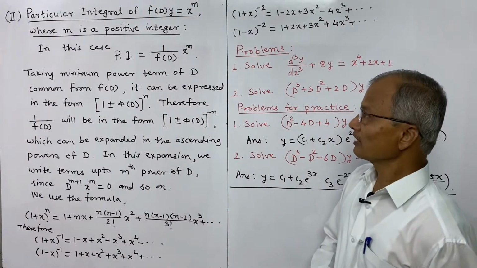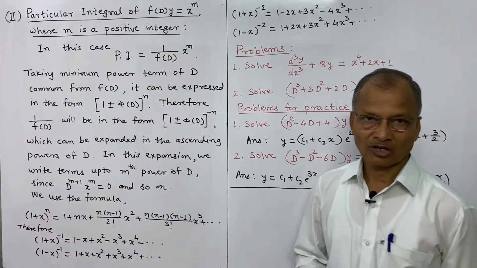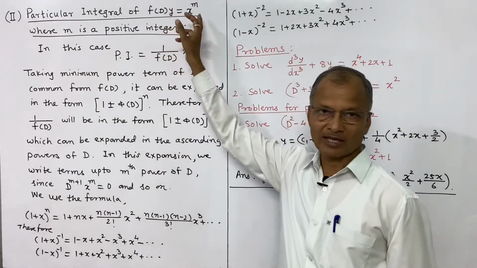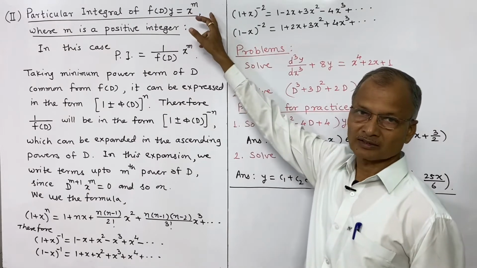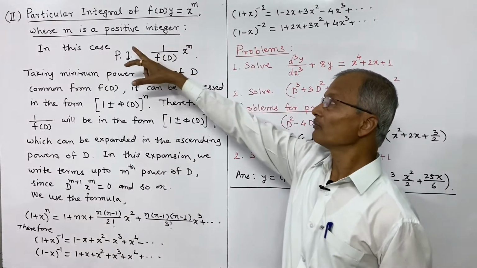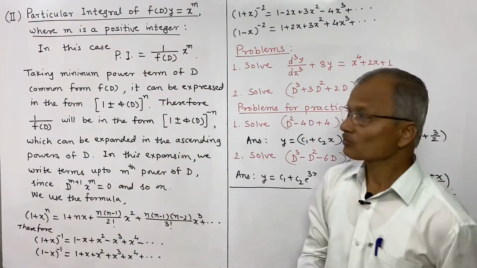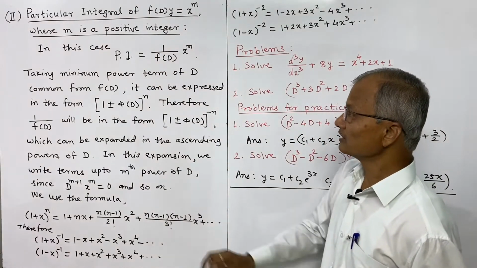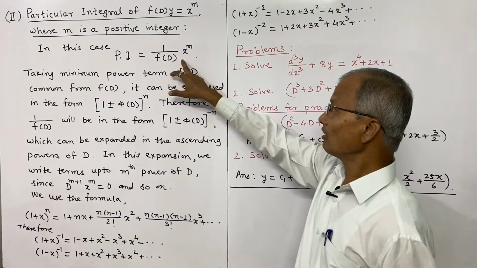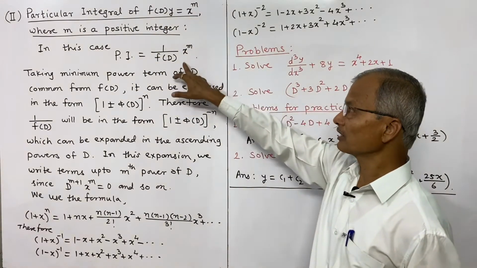Here in this lecture we shall study the second short method to find particular integral of this function f of D over y is equal to x power m. See, this is algebraic term or a power function x to the power m, where m is positive integer. So what we can do in this case is particular integral is equal to 1 over f of D on x power m.